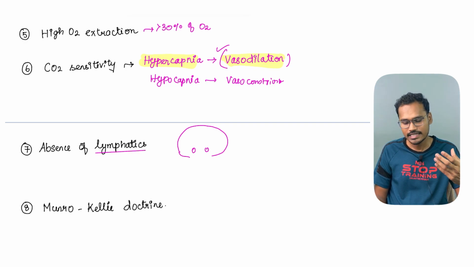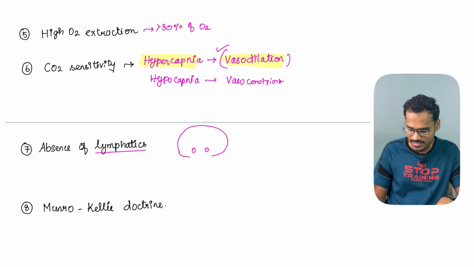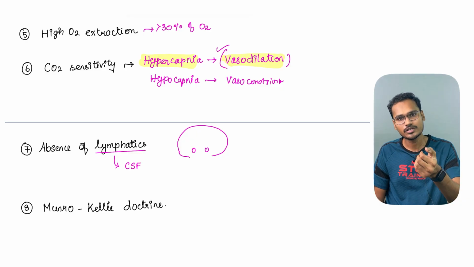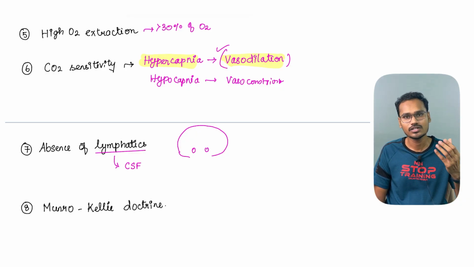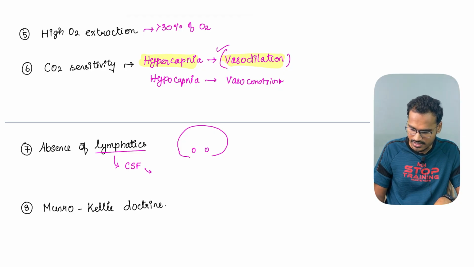So how does it get rid of the metabolites? For that, there is one special fluid which is circulating in the brain. All of you know that it is CSF. This cerebrospinal fluid is going to drain the metabolites or any unwanted substances. And this CSF draining is called the glymphatic system. It is very, very specific to the brain. So again, this is important.